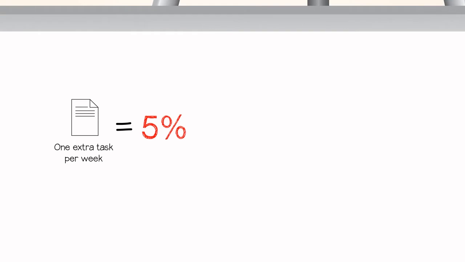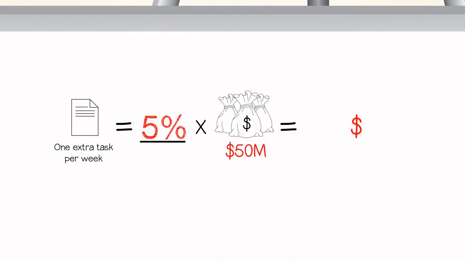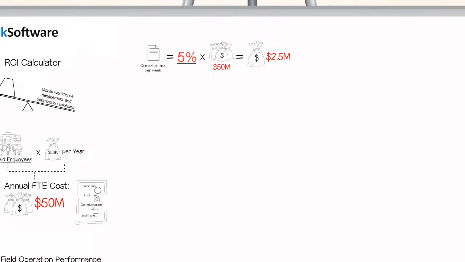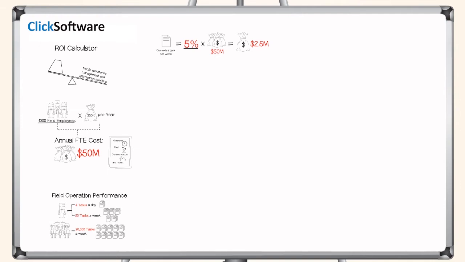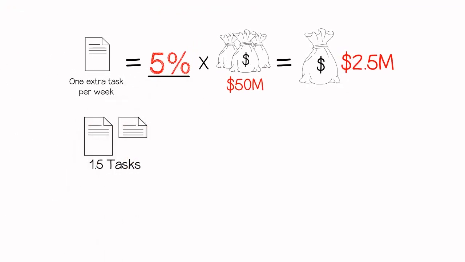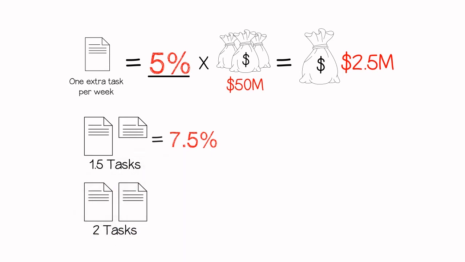Let's explore a return at 5%. 5% times our 50 million is an annual saving of 2.5 million. But what if you can do more than 1 extra task per week? Say you can do 1.5. That's 7.5%. And if you get 2 extra tasks per week, we're talking about 10%.